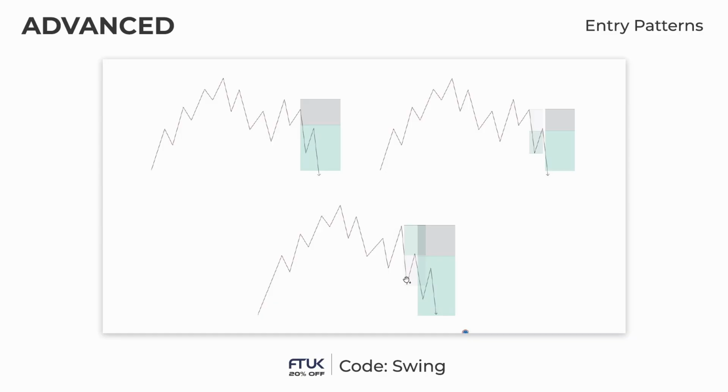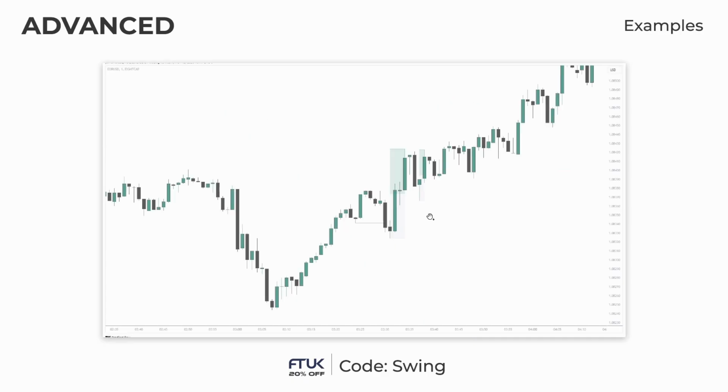And then you want to draw Fibonacci from here to here and enter on the 50%, above the 50% level. And your stop loss is going to be at ITH. And you can find the examples here. Take a look at this.